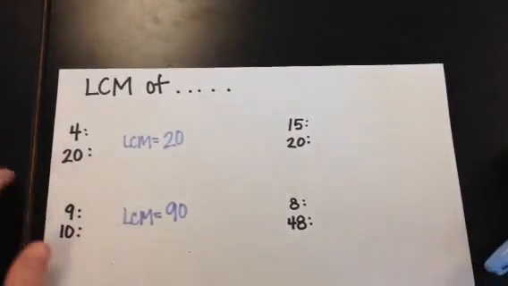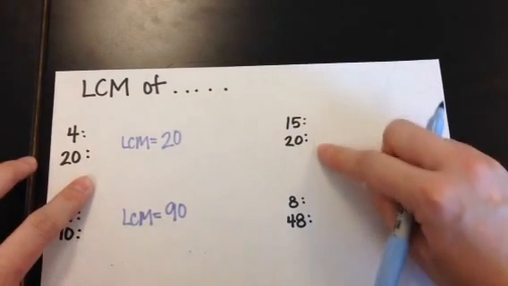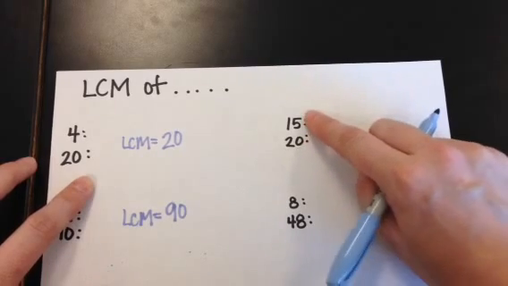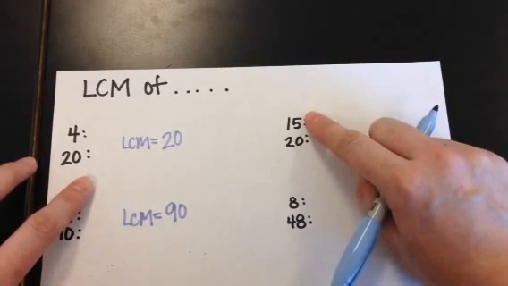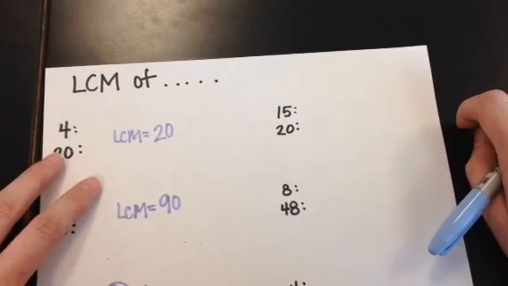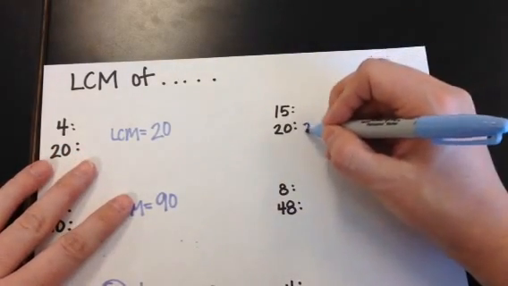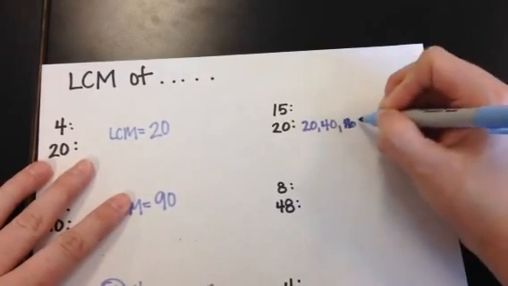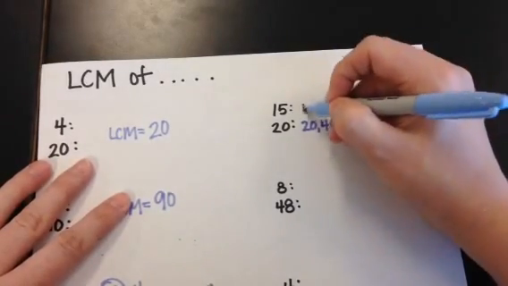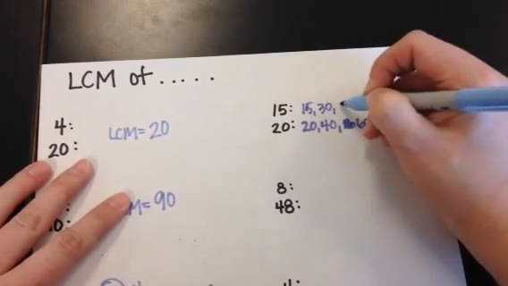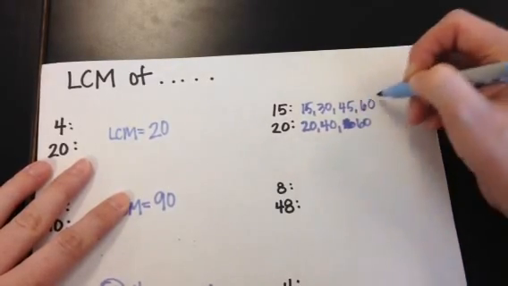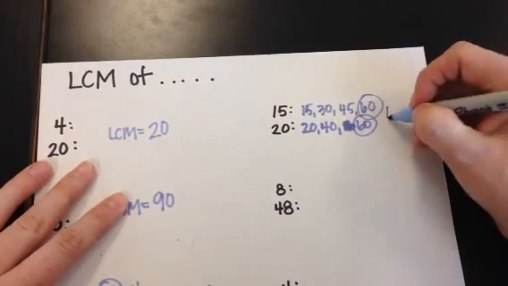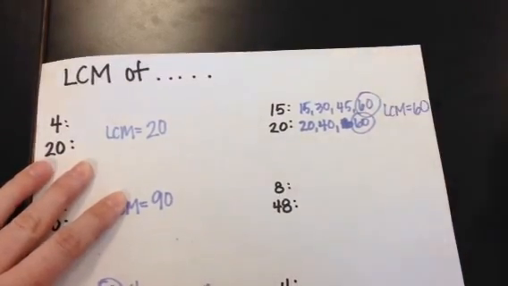All right, let's look at 15 and 20. Are these consecutive numbers? Nope. So we need to move on to tip 2. Is 20 a multiple of 15? No, it is not. So we're going to move on to tip 3, and we're going to list the multiples of the larger number first until we find one that we know 15 will go into. Whoops, sorry, not 16, 60. And 60 is the smallest multiple that would appear in both lists, so our least common multiple is 60.